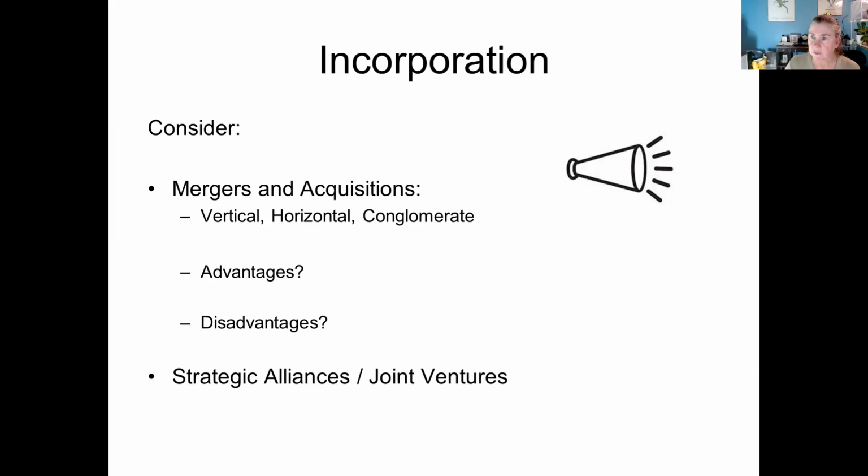It can be a hostile takeover. So one of the businesses did not want to be acquired, but that can happen anyway. Some positive things can be strategic alliances and joint ventures. A joint venture is when two businesses go together. It may be to fulfill a contract or to do something together.